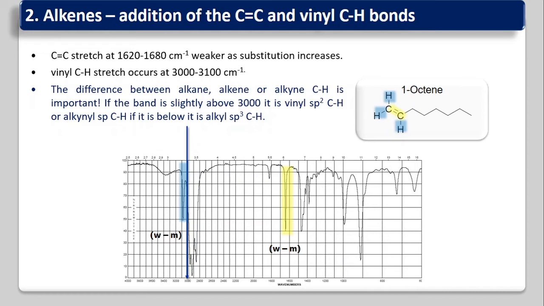This 1620 to 1680 is for unconjugated carbon-carbon double bonds. Disubstituted trans alkenes absorb near about 1670 centimeter inverse, while cis alkenes absorb near about 1650 centimeter inverse. As we know, absorptions where there is a change in dipole moment are the ones that absorb IR radiation.